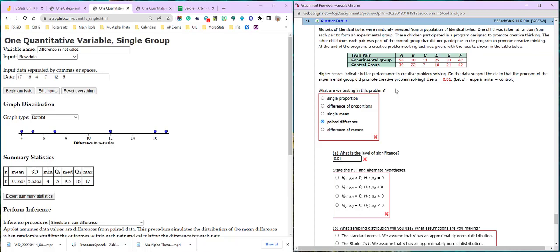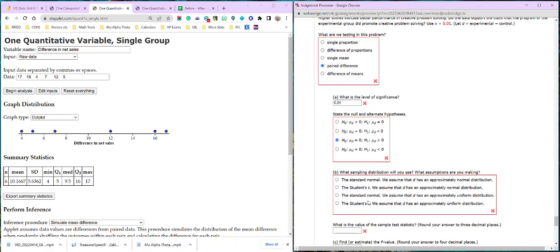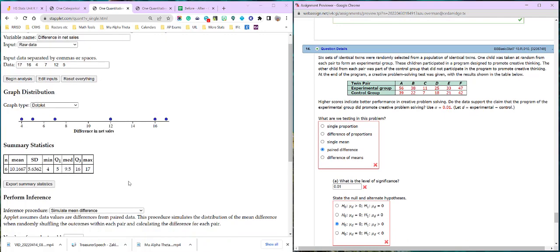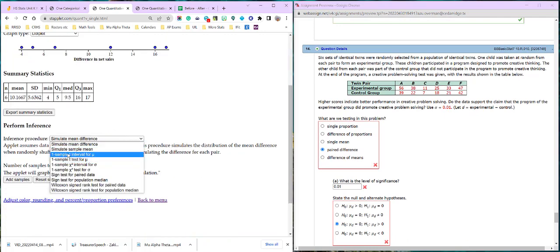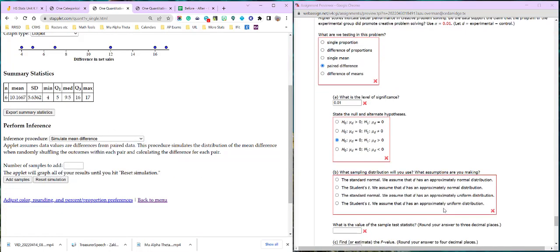So our hypothesis, do the data support the claim that the program of the experimental group did promote creative problem solving? So that means this value should be higher than that value. So we're going to assume our differences are greater than 0 for the alternate. Remember, the null is always the equals. These are means. How can you tell? This is t-distribution. See how you don't see any z's right there? So I'm going to go ahead and say Student's t. We're going to assume the difference is approximately normal. We never do this uniform thing.